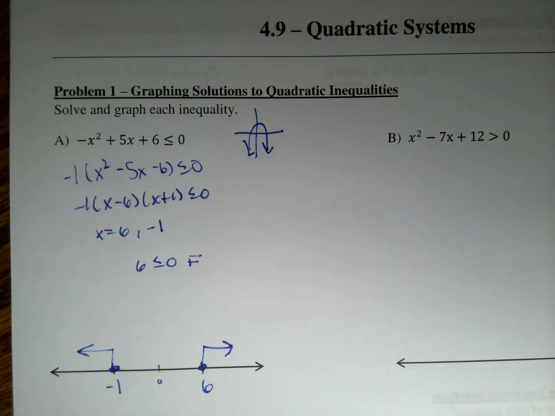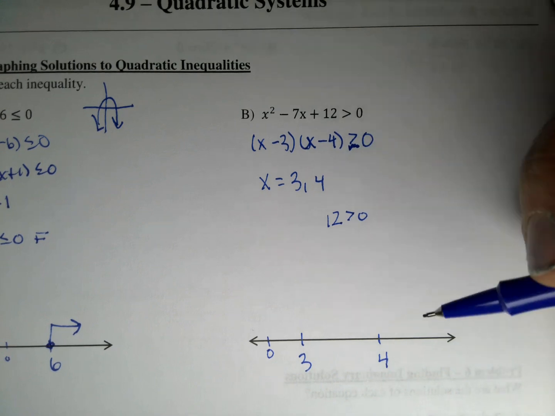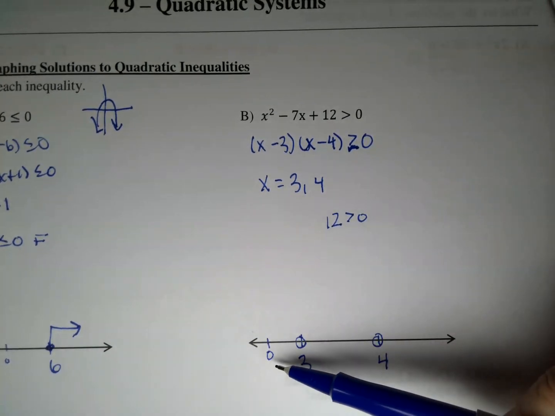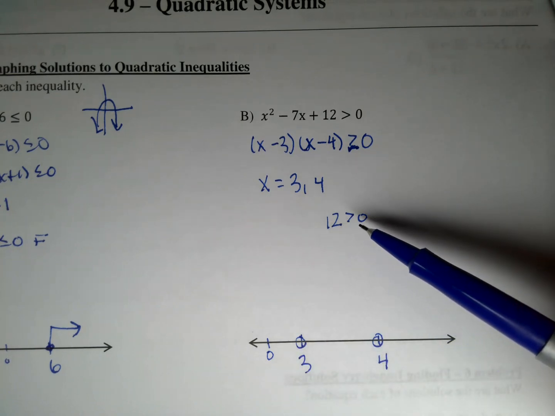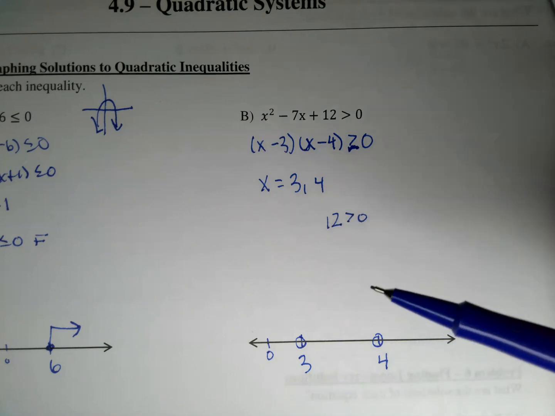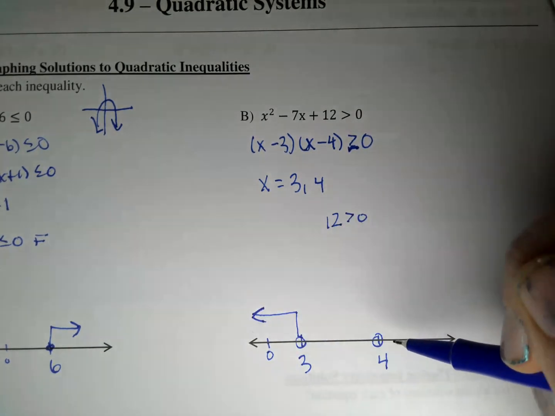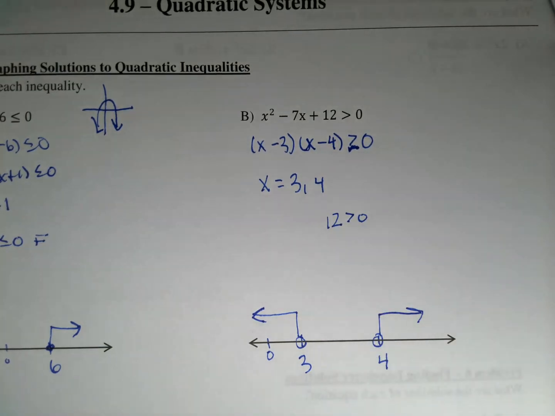I want you to pause the video right now, and I want you to do B by yourself. So you should have gotten your zeros at 3 and 4. So here, there's no line, so these will be open circles. I'm still going to test 0, because actually that's the easiest one to test. So I plug 0 into the equation, I get 12 is greater than 0. That is true. 12 is greater than 0, so I have to make sure to shade where that is true. So since I'm shading out here, I'm shading out here. You can always test each and every point if you wish to.